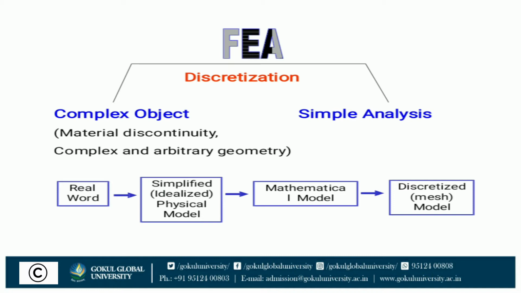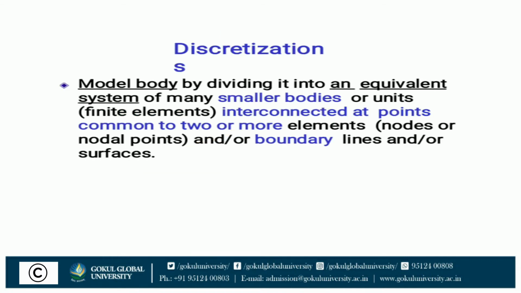Before the real-world application, you can assume a simple actual system, then divide it into a physical model, then a mathematical model, and lastly your discretized model will be prepared. Then we will discuss what discretization is. Discretization means you divide the actual element into small finite elements, modeling a body by dividing it into an equivalent system of many smaller bodies or units, or you can say finite elements.